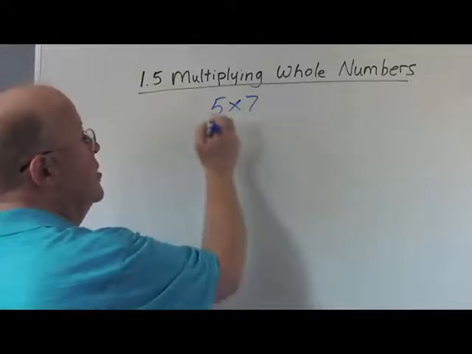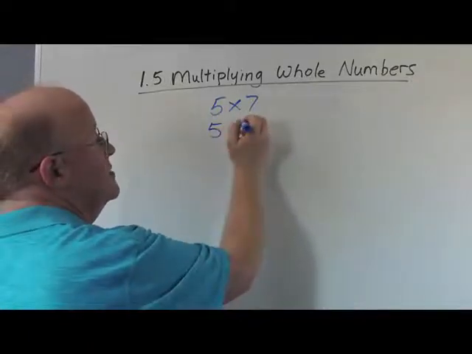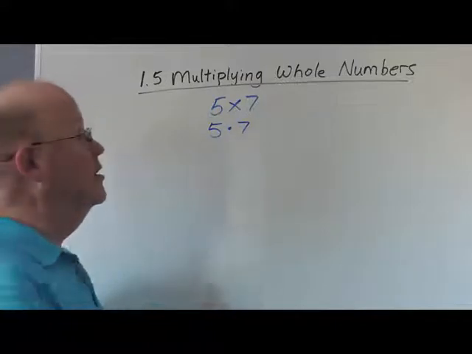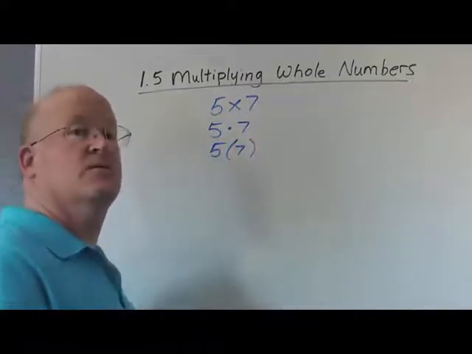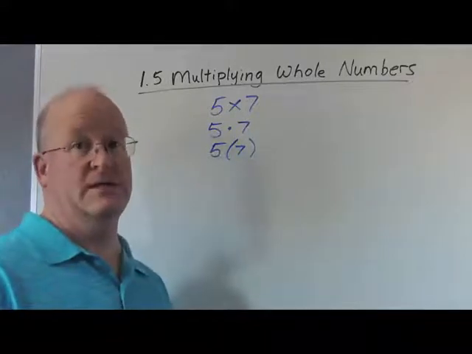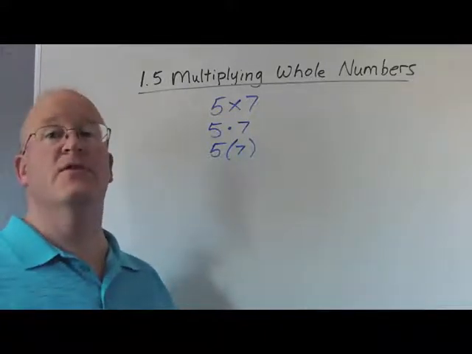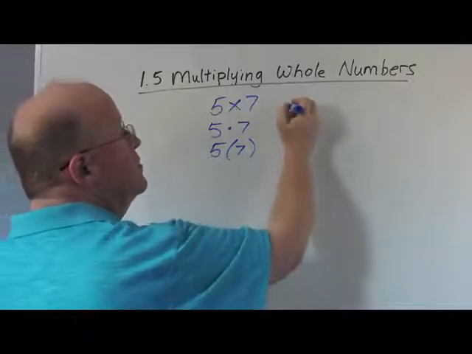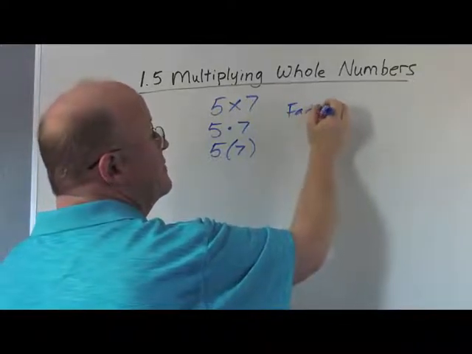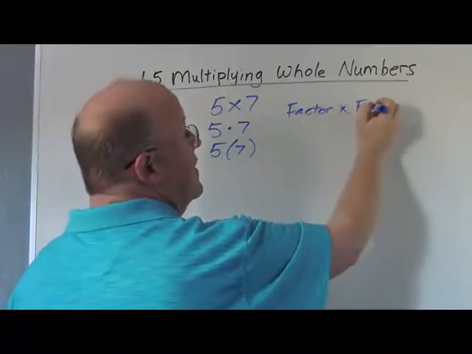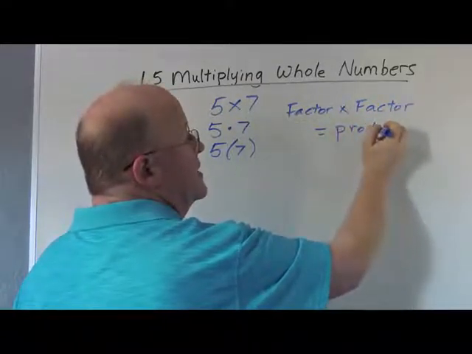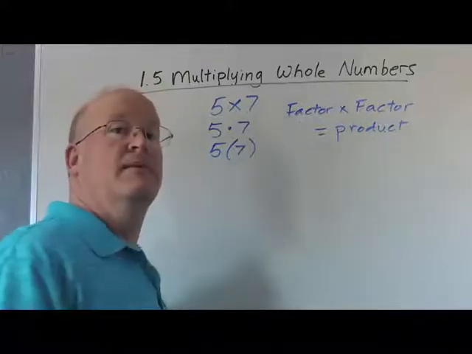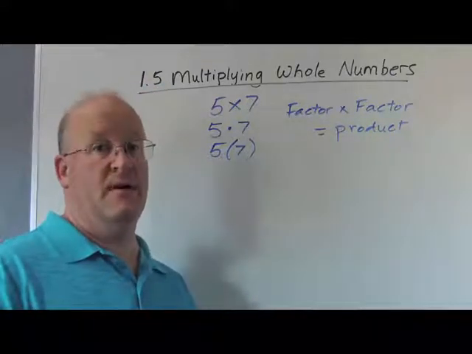So instead, we will also write 5 times 7 using a dot, or sometimes 5 times 7 with parentheses around either the 5 or the 7. And then as far as vocabulary goes, anytime you multiply, you have factor times factor equals a product. The answer to a multiplication problem is known as the product of that problem.